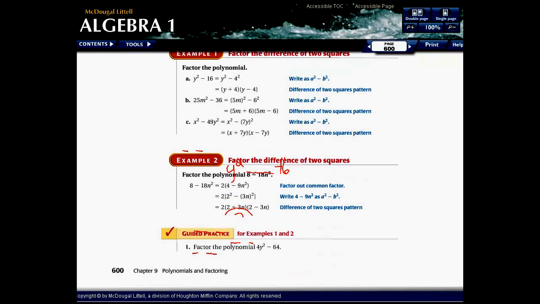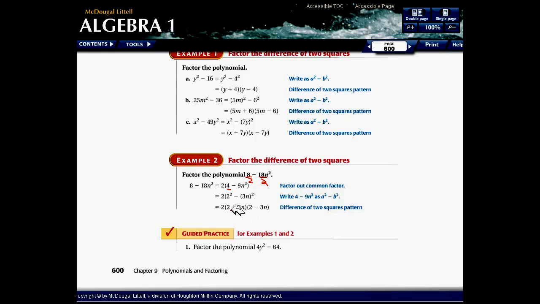Okay. Next one. Let me get all this erased. Next one, factor the difference of two squares. But the problem is, these aren't perfect squares. But they're both even numbers, so you could factor something out, namely a 2. If I divide this by 2, I end up with a perfect square, and if I factor a 2 out of this, I end up with a perfect square. So now we've just got a 2 out front. Square root of this, 2. Square root of this, 3n. So we've got 2 times 2 plus 3n and 2 minus 3n.